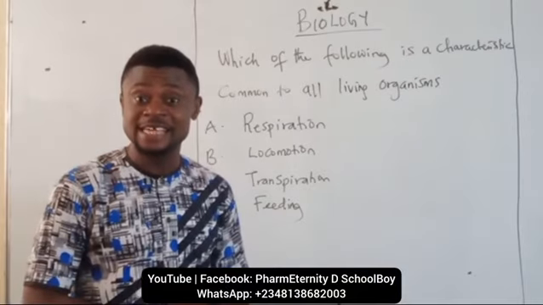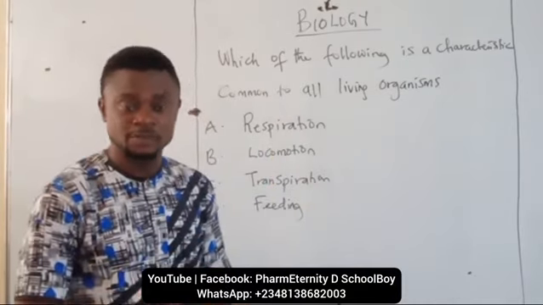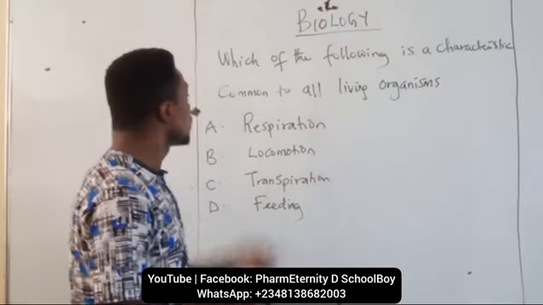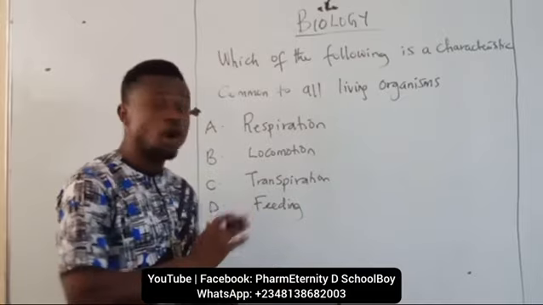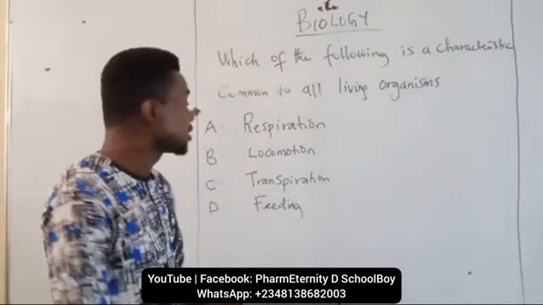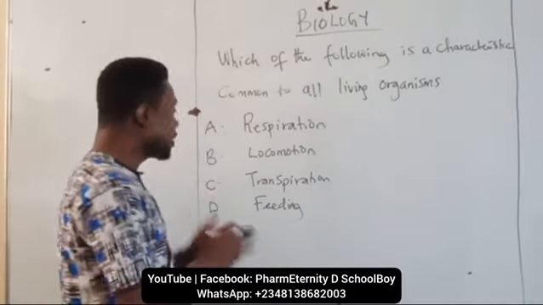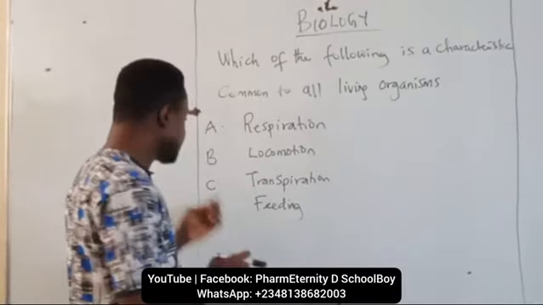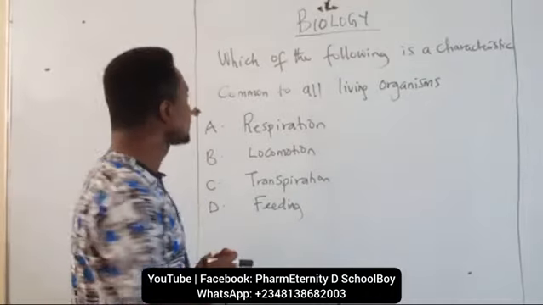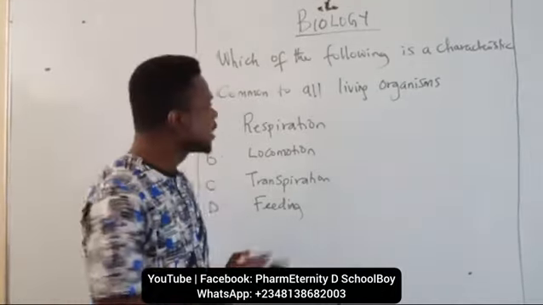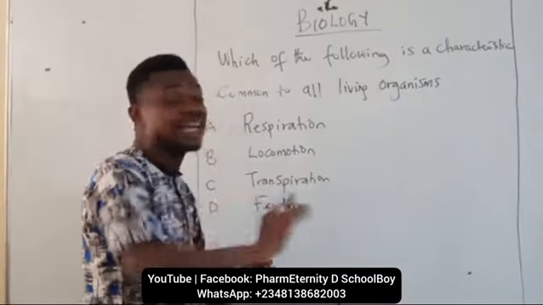Today we are going to take a look at biology, and we have a question on the board. The question says, which of the following is a characteristic common to all living organisms? Options: A. Respiration, B. Locomotion, C. Transpiration, D. Feeding.